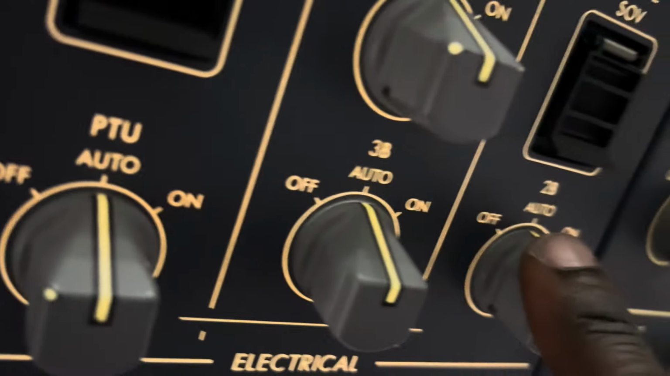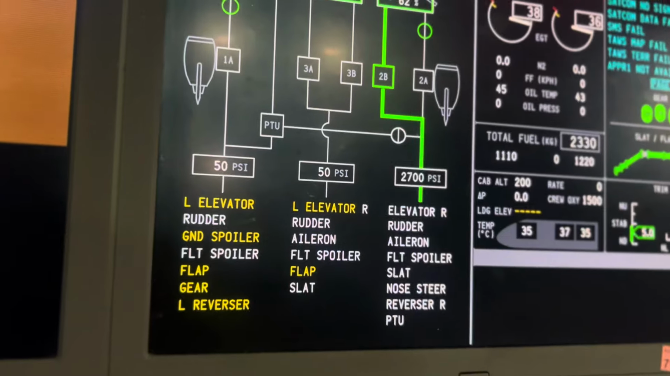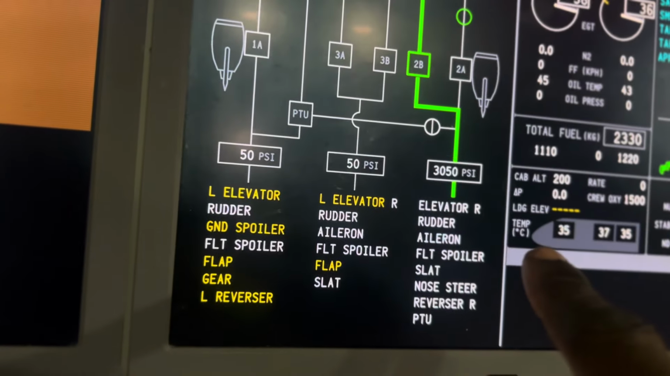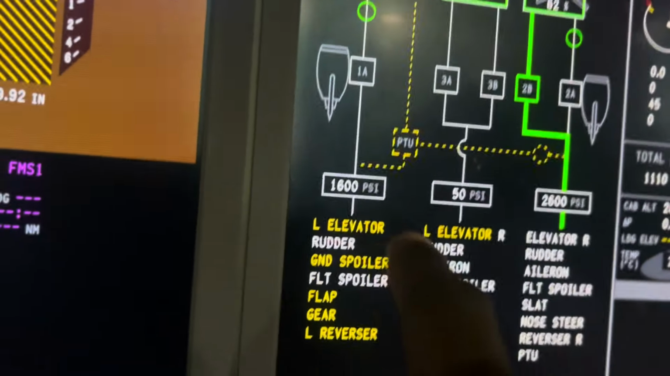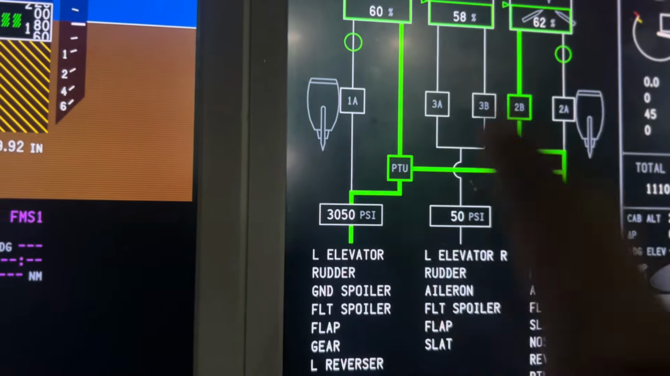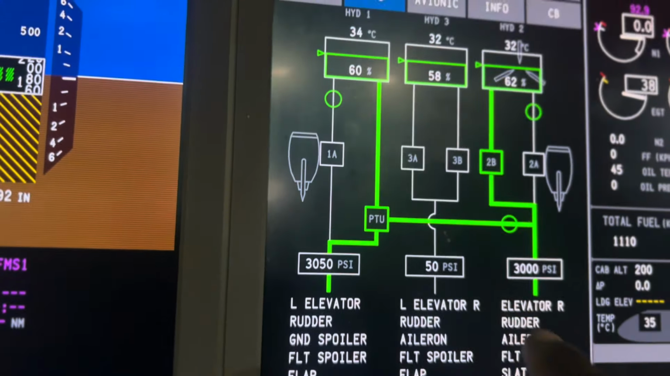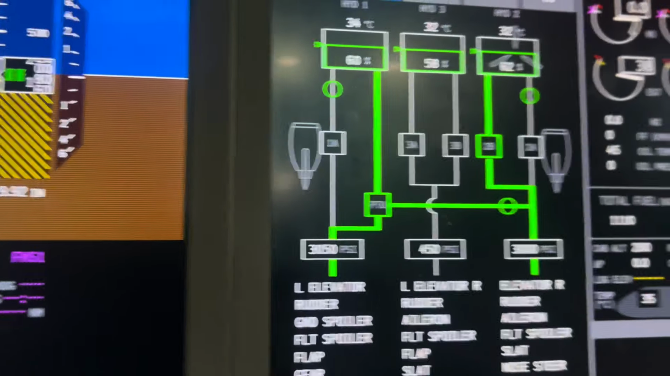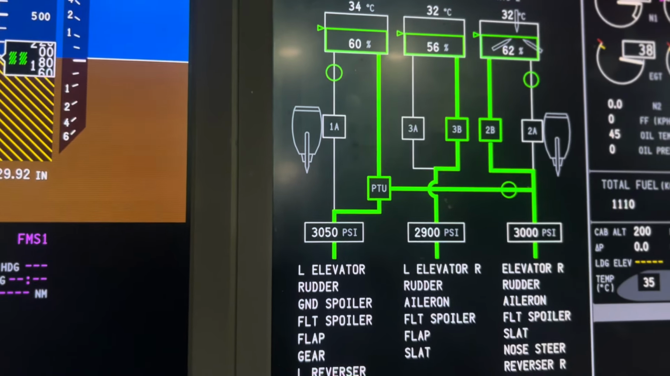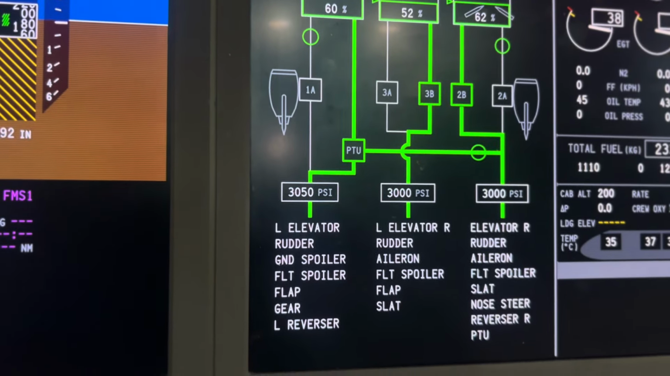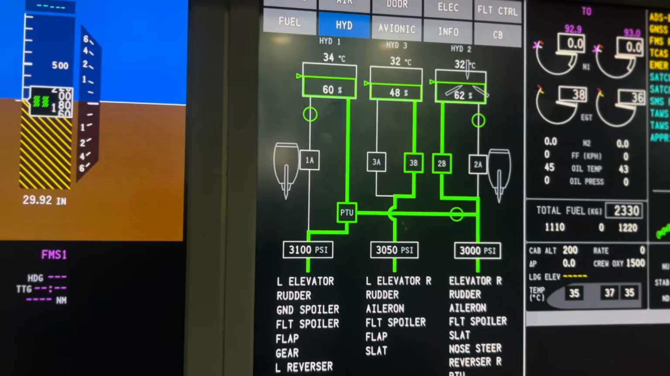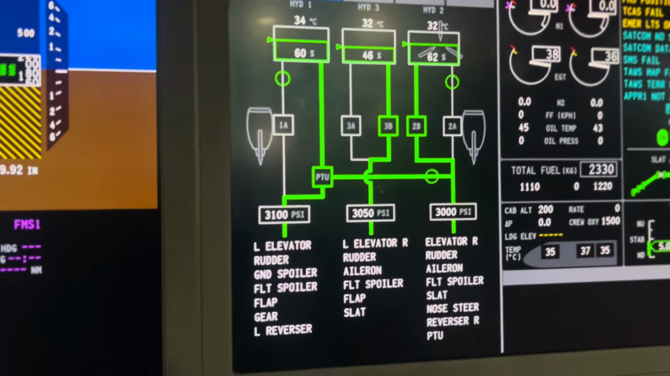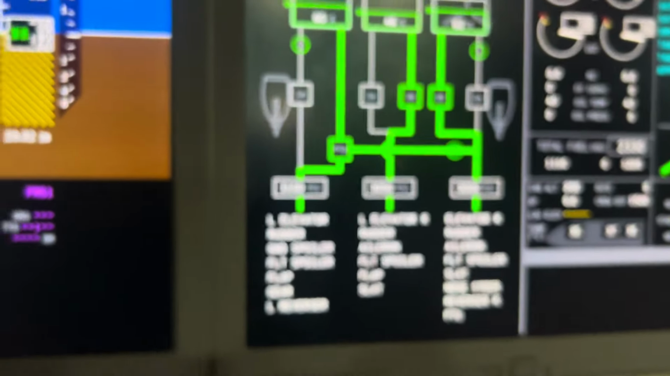Now I'm going to turn on my hydraulic system 2B. As you can see, my PSI is rising to 3000. I'm going to turn on the PTU, rising through to 3000. Then I'm going to turn on my 3B. Okay, now my systems are fully pressurized. I have 3000 on all the hydraulic systems.